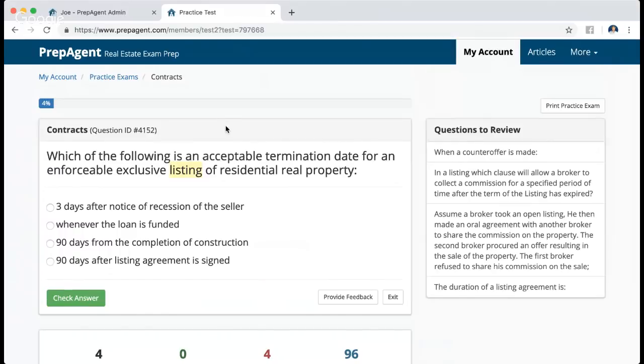Okay, which of the following is an acceptable termination date for an enforceable exclusive listing of residential real property? A, 3 days after notice of rescission of the seller. B, whenever the loan is funded. C, 90 days from the completion of construction. D, 90 days after the listing agreement is signed.